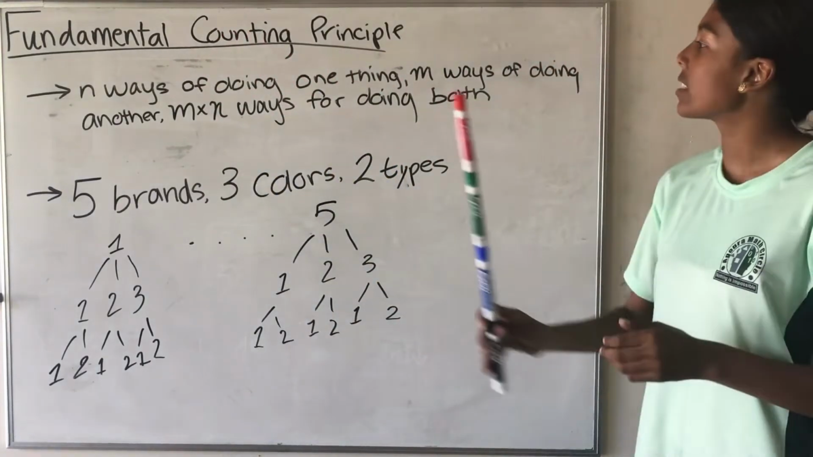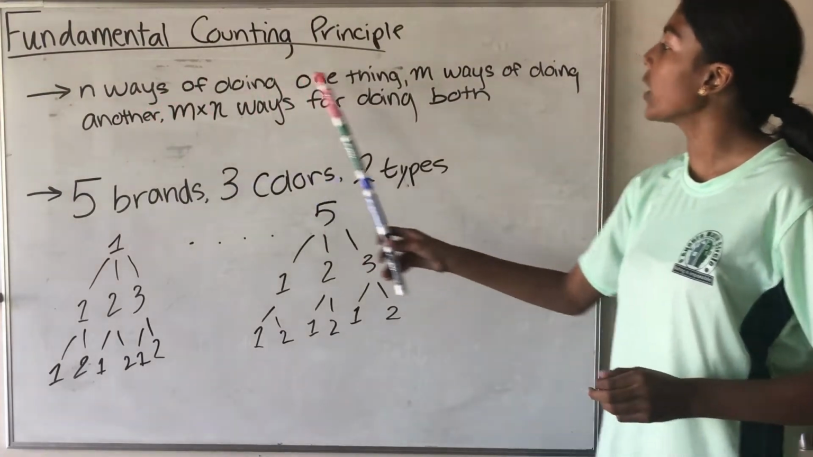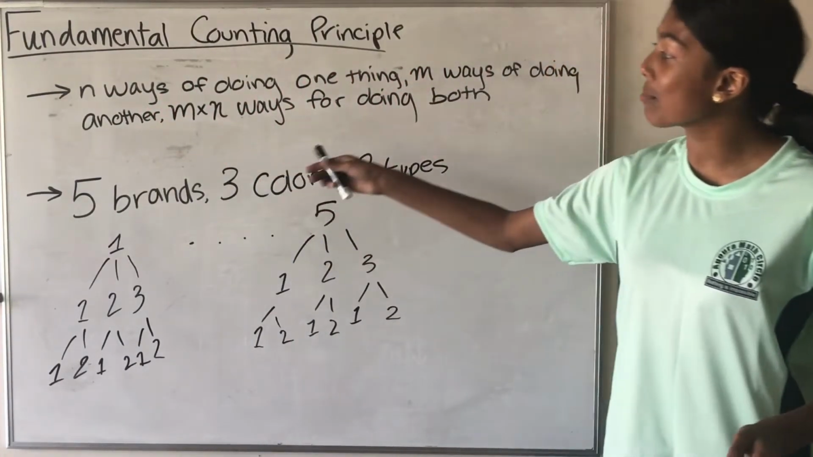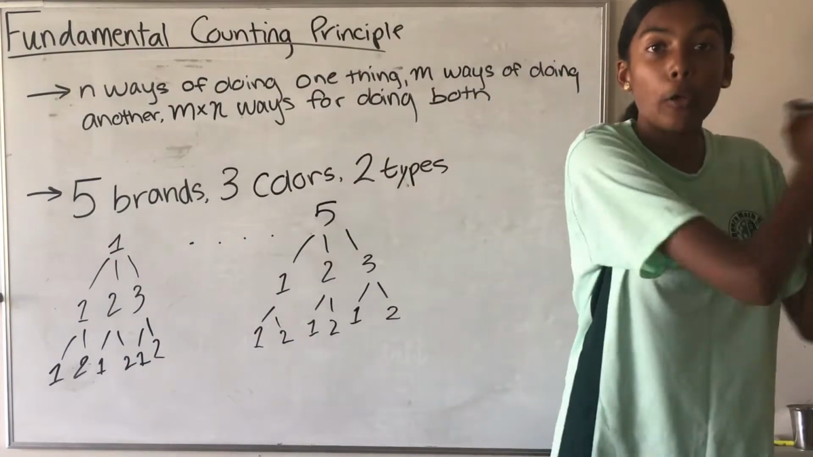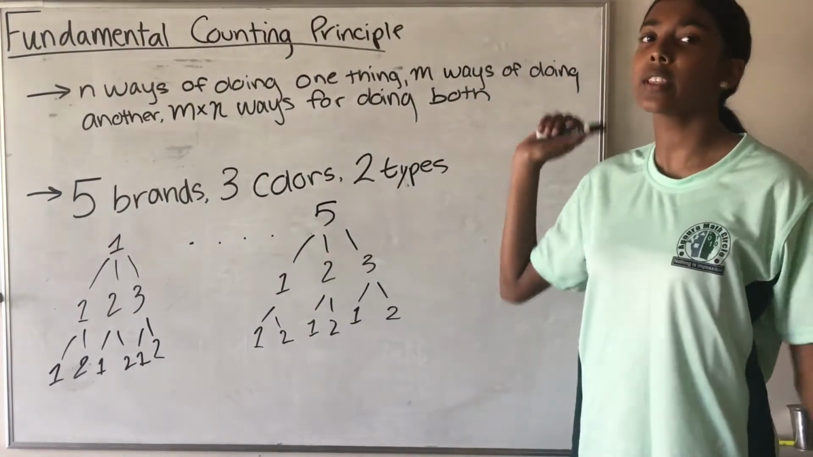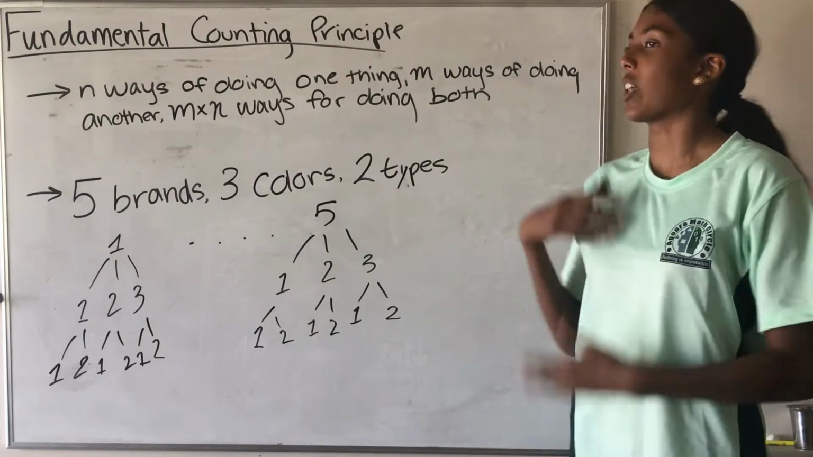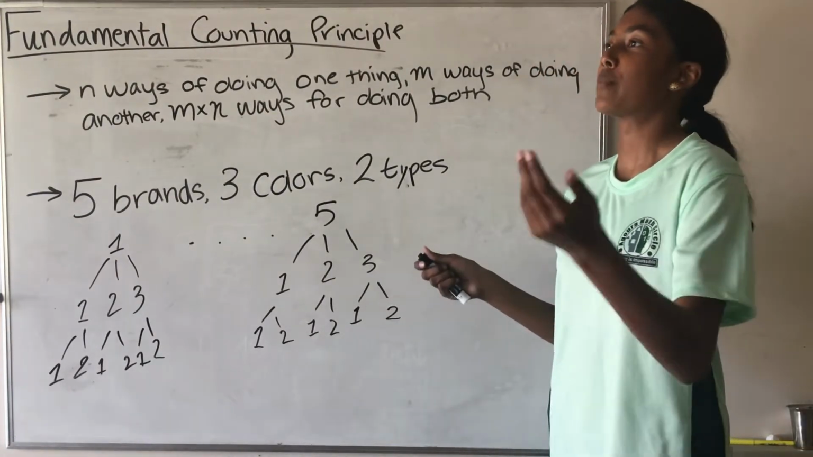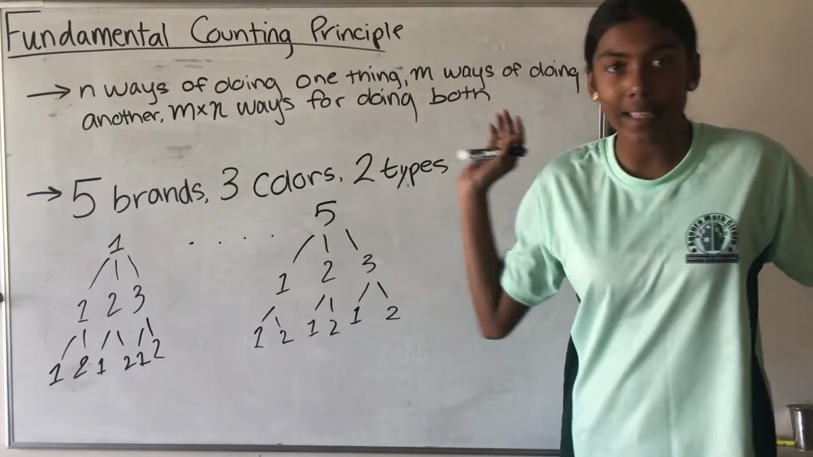And what it says is if there's n ways of doing one thing and m ways of doing another, there's n times m ways for doing both things together. And this can apply to more than two things. We can have n times m times o, or n times m times o times p, and so on.